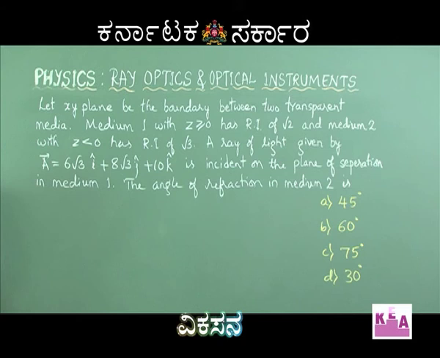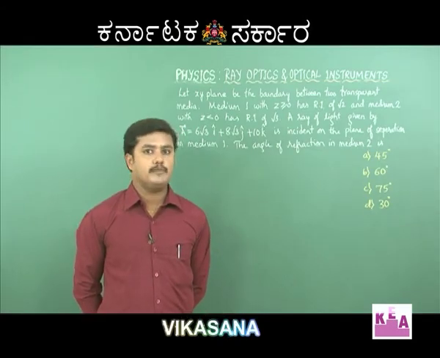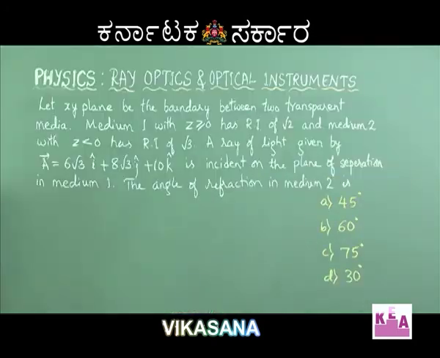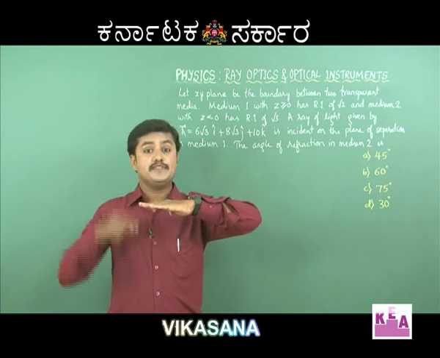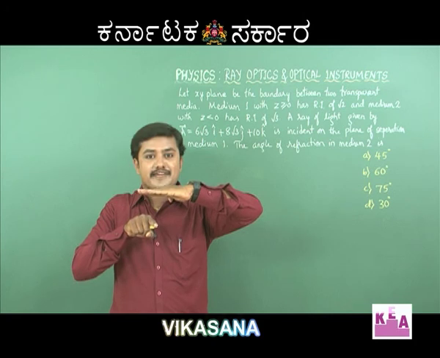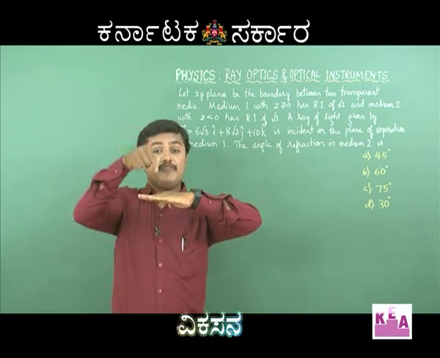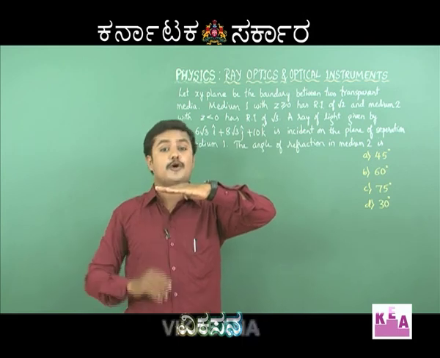Dear students, it's a very beautiful problem. Here it's mentioned that light travels from one medium to the other. In the first medium z is greater than 0, that is positive, and in the second medium z is negative. Let me say that this is the interface which separates those two media. This is the first medium of refractive index √2 and this is the second with refractive index √3. A ray of light travels from first medium to second, so rarer to denser, it has to bend towards the normal.